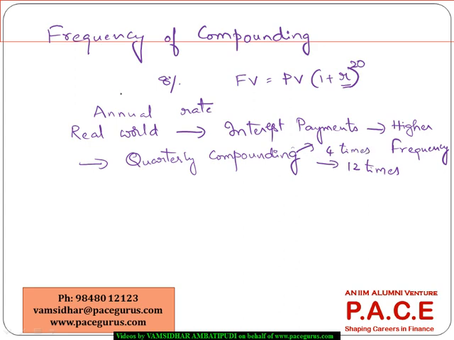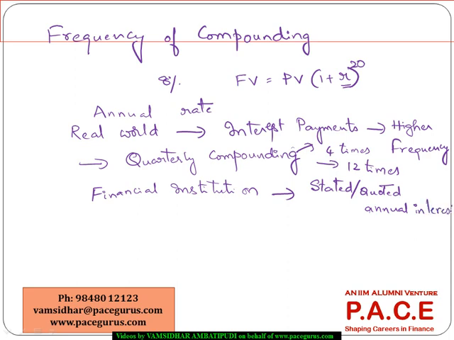But whatever the frequency of compounding, from a financial institution's or bank's perspective, the interest rate that they publish is what we call the stated or quoted annual interest.